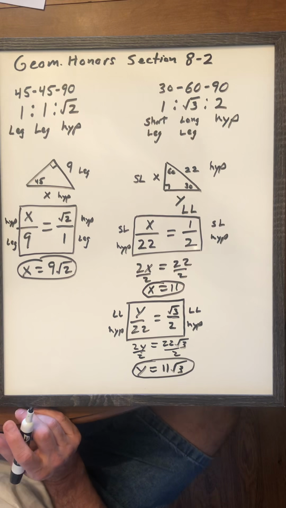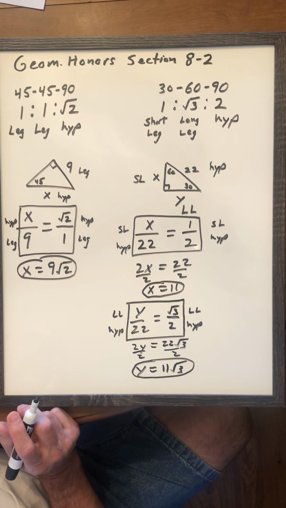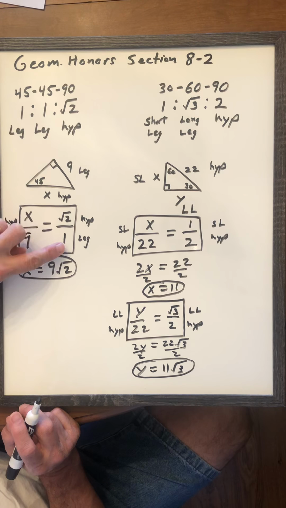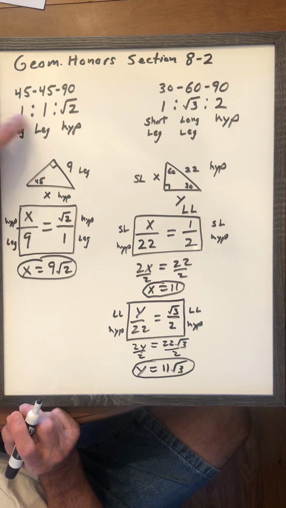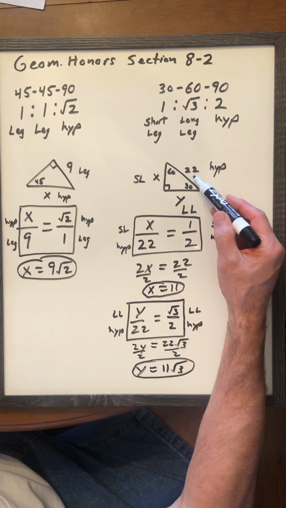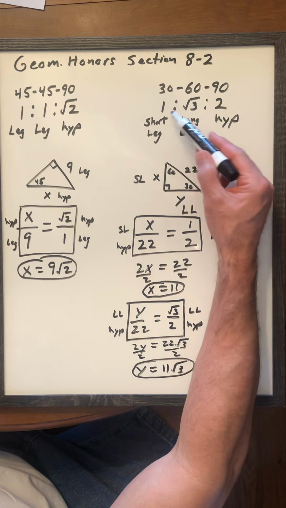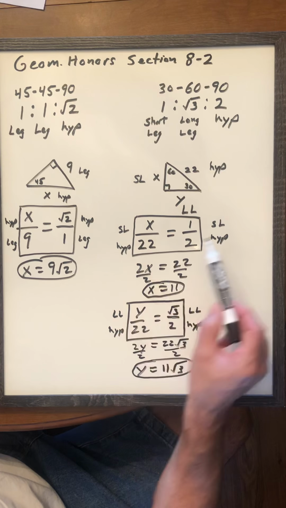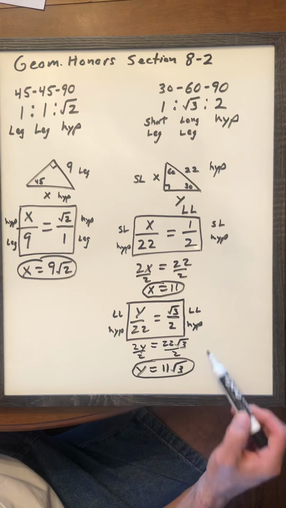So setting up proportions is what we're doing. And just always remember that one of your fractions comes from your diagram, and your other fraction comes from your ratios. And the same thing over here, I got one of my fractions from the diagram, and one of the fractions from my ratios. And remember to always stay consistent on both sides.